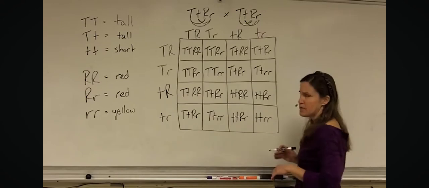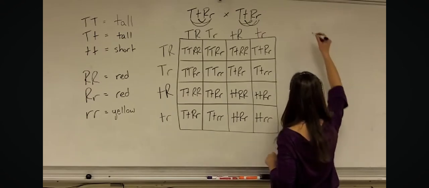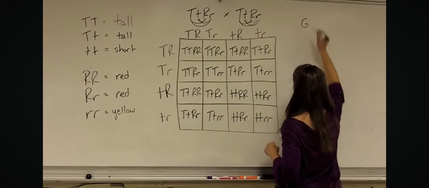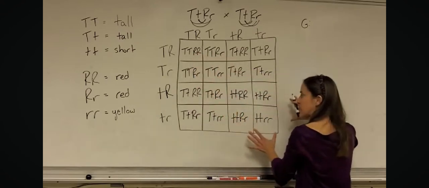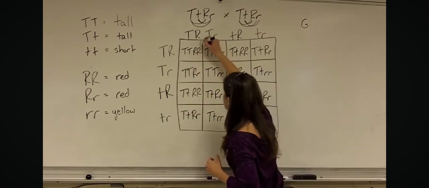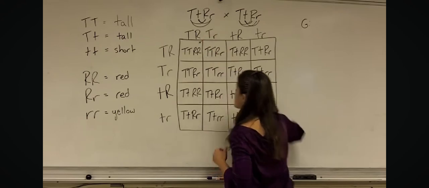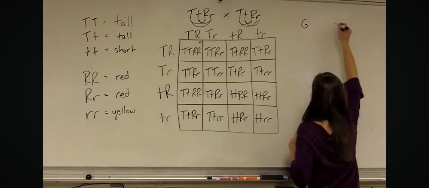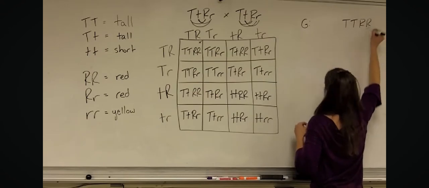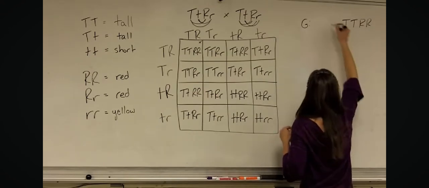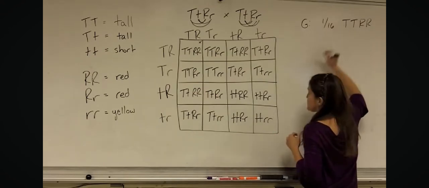For a dihybrid cross, it's much easier to use fractions than it is to use percent. So I'm going to start up here with the possible genotypes. Again, I'm going to start in the upper left and work my way down to the lower right, and that's going to make it easier for me. So upper left, I've got the most dominant possible combination, big T, big R, big R. And there are going to be just 1 out of 16 of those.